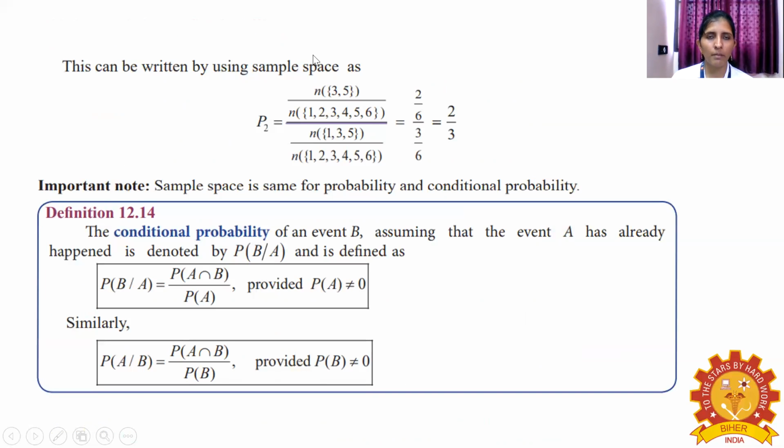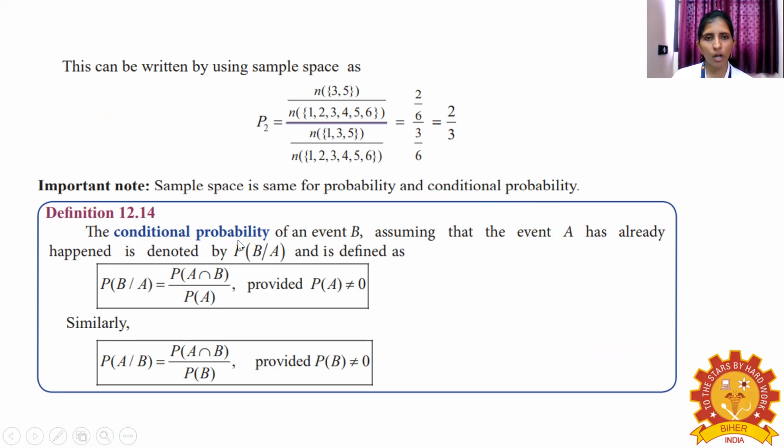So this can be written by using the sample space as P2 is equal to the case 1 divided by the next case, which is equal to 2 by 6 by 3 by 6, which is equal to 2 by 3. Okay, so sample space is same for probability and the conditional probability. So let us see a formal definition here.